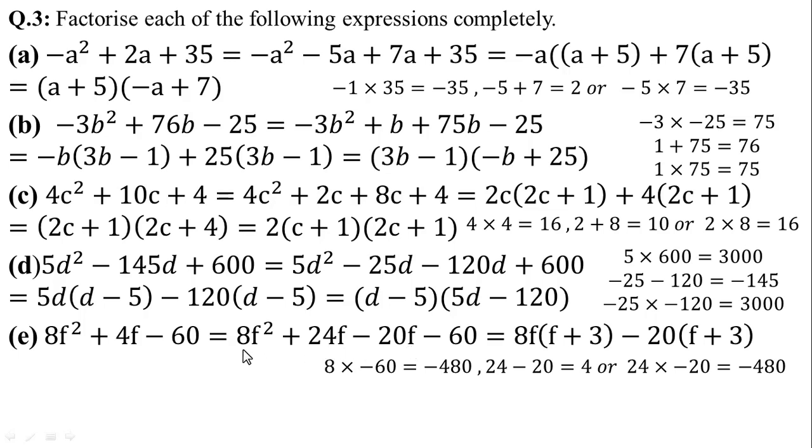So we can write 8f square plus 24f minus 20f minus 60. 8 is divisible into both values and f is also common, so taking 8f common. When 8f is common, the remaining value is f plus 3. So 8f into f plus 3, and both last values are divisible by 20.